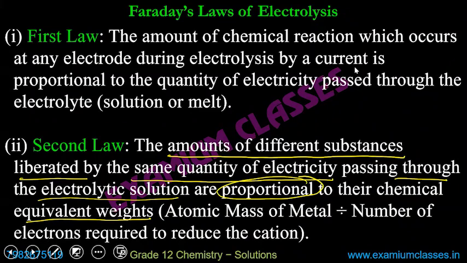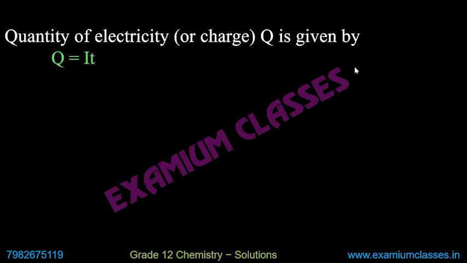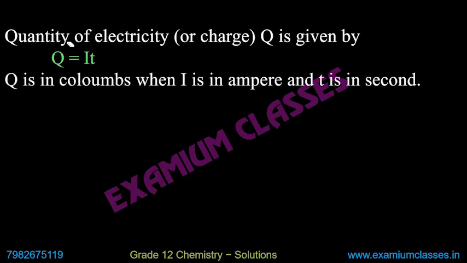Write down and memorize the definitions of the first law and second law. A quantity of electricity is given by Q equals IT, which I hope by now you have studied in physics. The charge is equal to current multiplied by the time the current flows. Q is in coulombs, current in amperes, and T in seconds, SI units.